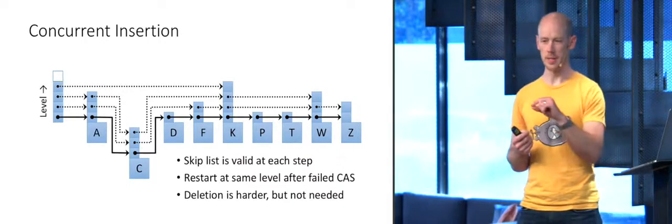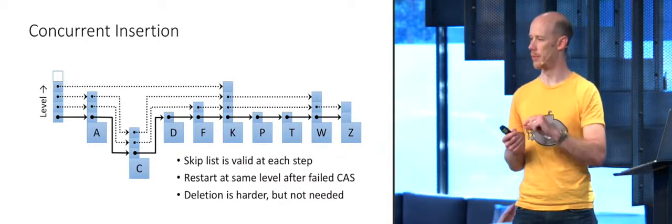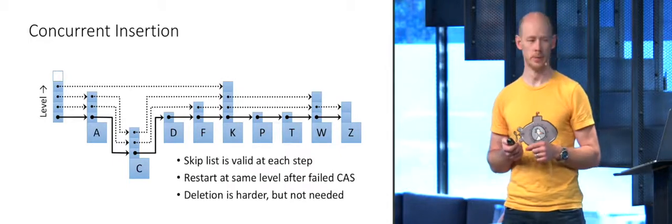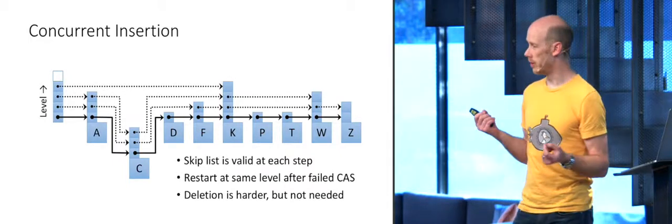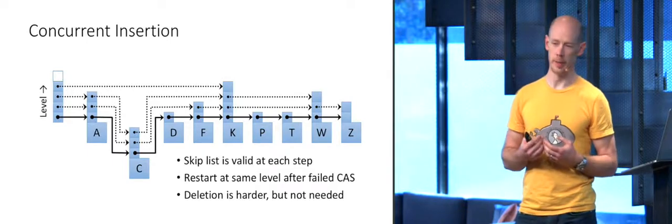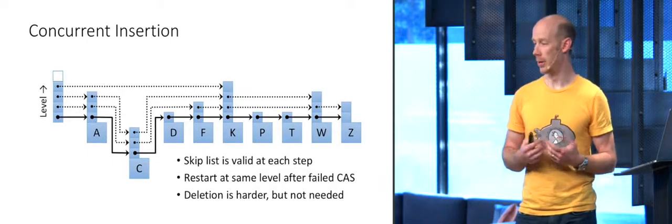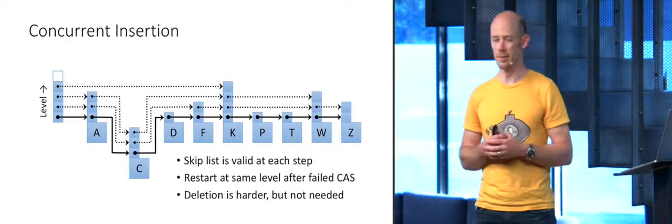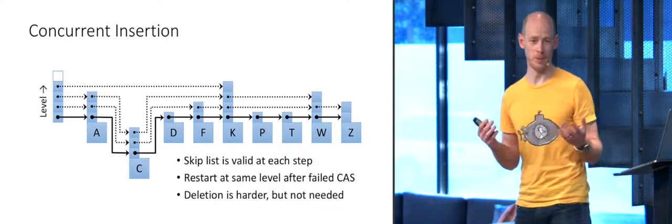And because each of these levels is independent, when we have a compare and swap failure, we get to just retry that particular level. The reason why I thought concurrent skip list might be difficult to implement here is because deletion is a lot harder. But it turns out RocksDB never deletes from the memtable, so that part was pretty easy.